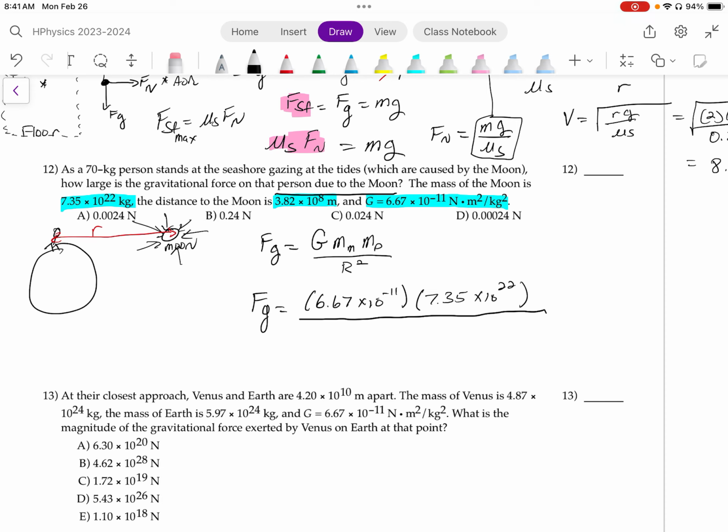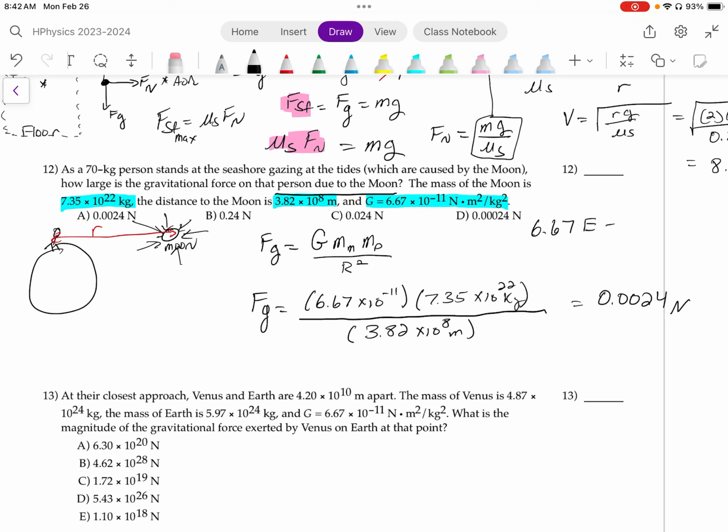They gave me the distance to the moon. I have to assume that's to the center of the moon, although they didn't state it. They should have. 3.82 times 10 to the 8th meters. This is in kilograms, and big G has units of newton times meter squared divided by kilogram squared. This is a force. We're using all the correct units. Therefore, my answer is going to be in newtons. And if you plug that into your calculator correctly, which is a challenge, I agree, it is 0.0024.